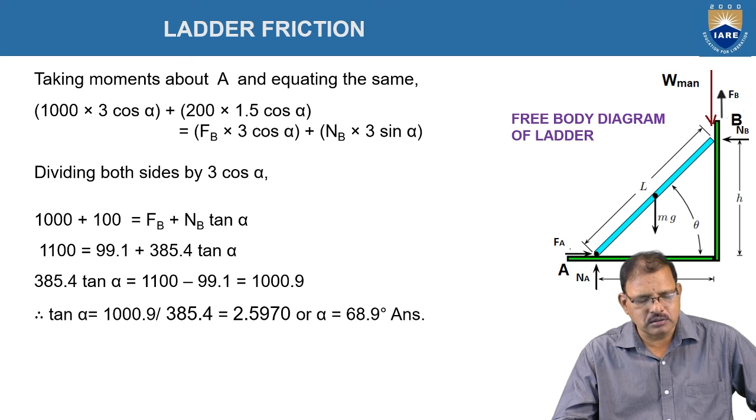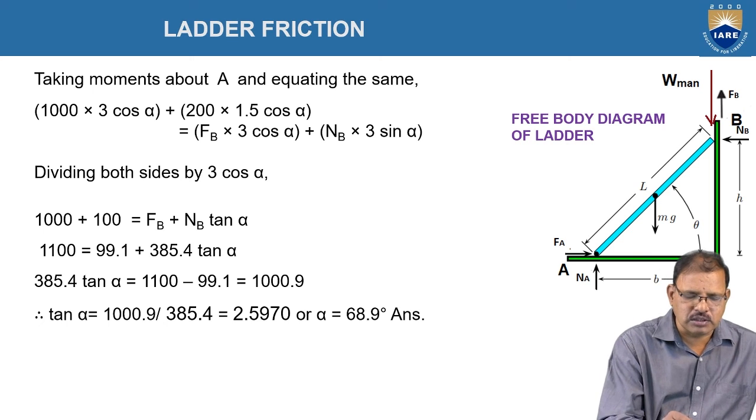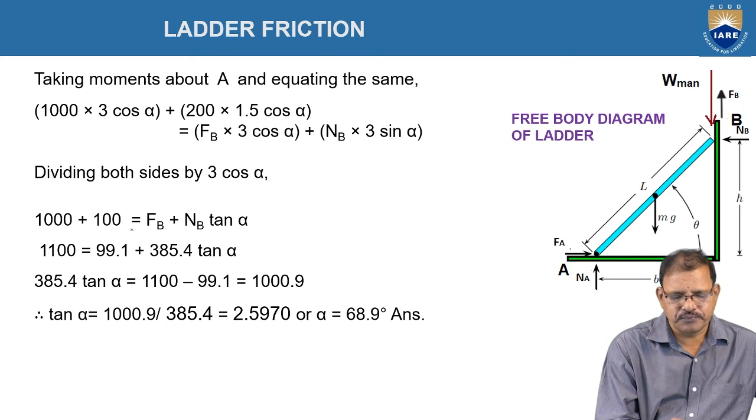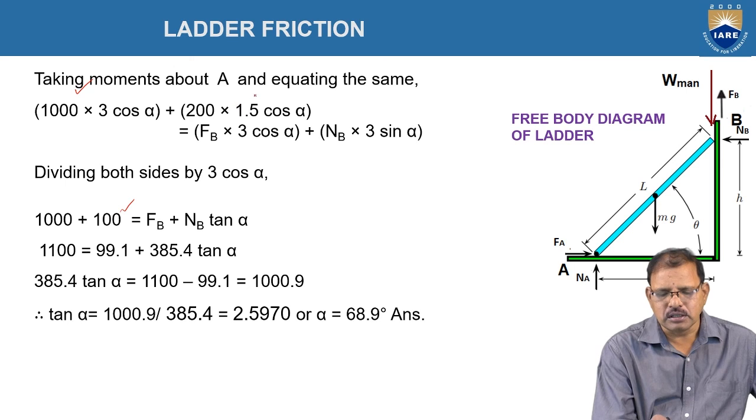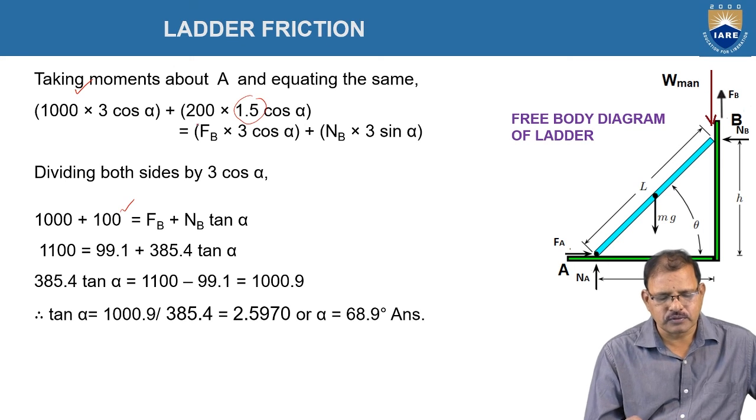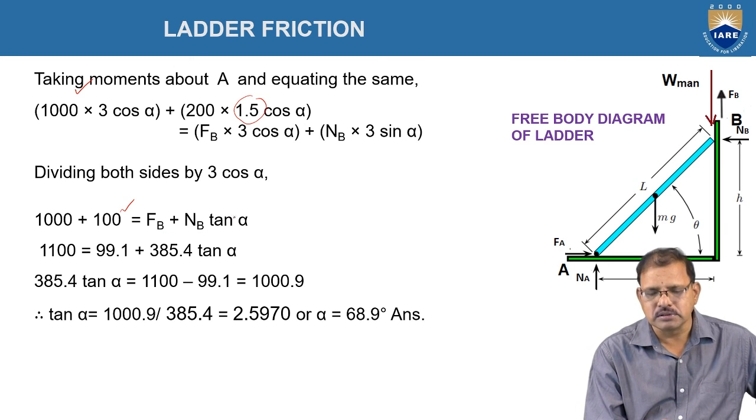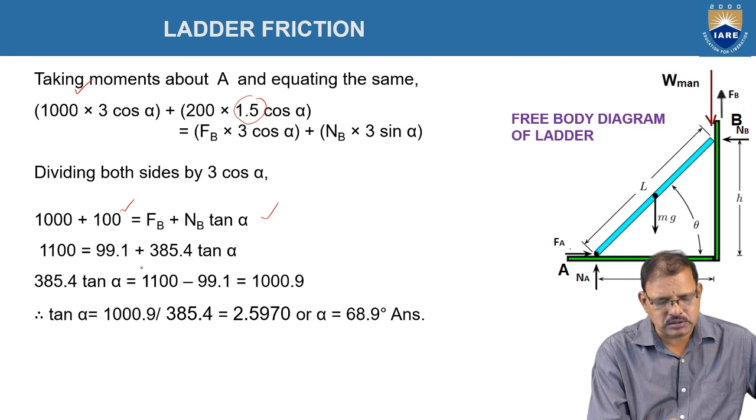Dividing both sides by 3 cos alpha, we got 1000 plus 200 into 1.5 over 3, which becomes 100 because here we have taken 3. It should be equal to FB plus NB tan alpha. From this relationship, we got 1000 equal to 99.1 plus 385.4 into tan alpha.